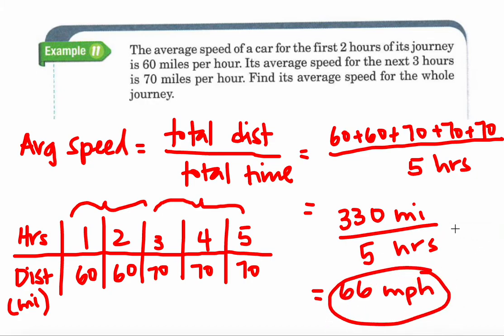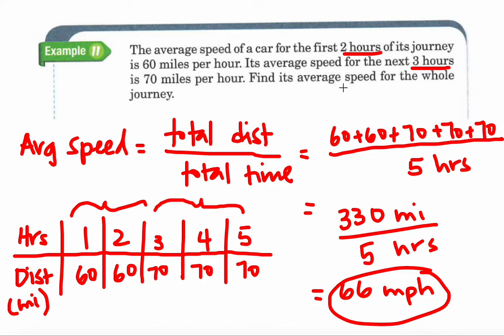That makes sense because for the first 2 hours, they're traveling 60 miles per hour. And then after that, the next 3 hours, they're traveling 70 miles per hour. So, of course, the average is going to be somewhere between 60 and 70, and probably a little closer to 70 compared to 60 because they traveled 70 miles per hour for 3 hours as opposed to the 60 miles per hour for 2 hours.